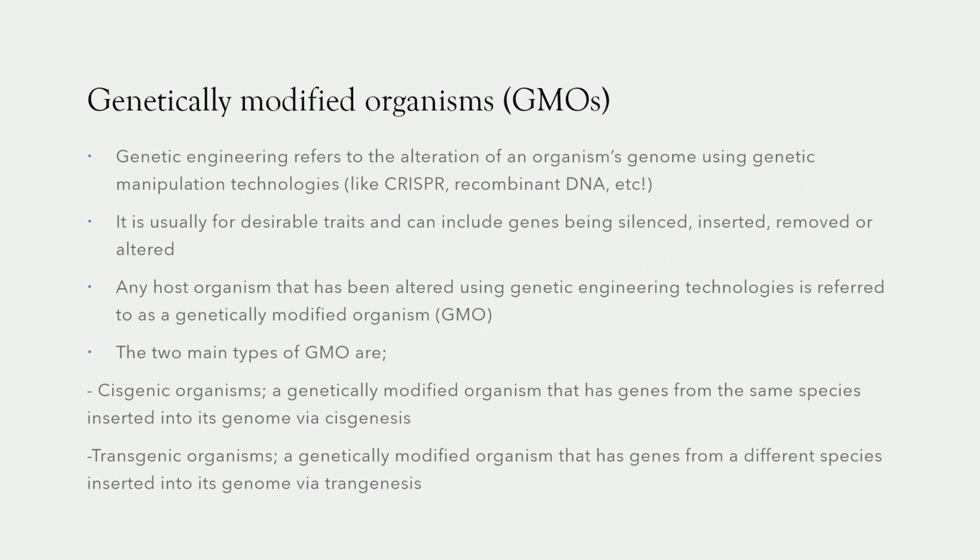So we talked about this at the very start of this chapter, but I just want to reiterate with a little bit more detail. We talked about genetically modified organisms, or GMOs, being any organism in which their genetic information has been manipulated in any way. And this could be through any of the technologies that we've learnt about along the way. Again, it's usually for the addition of desirable traits, but can also be used to silence or remove undesirable traits as well. So any host organism that has this altered genetic makeup using our engineering technologies is a GMO. So that's how we categorize or define that.